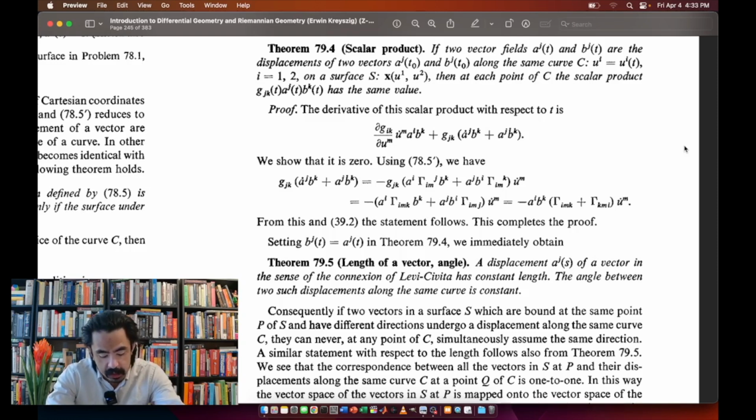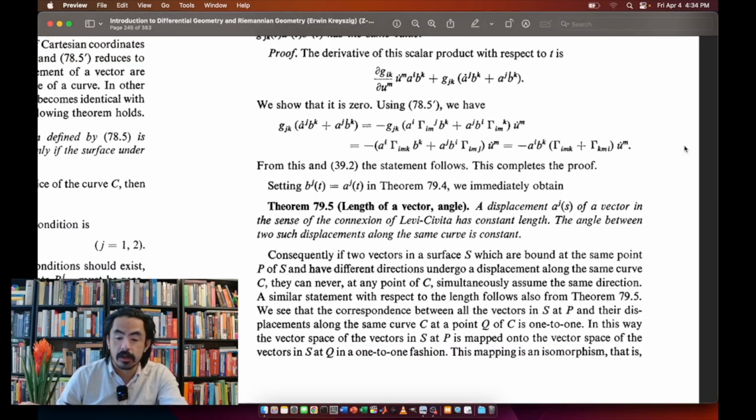A displacement a^j(s), with s the arc length, of a vector in the sense of the connection of Levi-Civita has constant length. The angle between two such displacements along the same curve is constant.